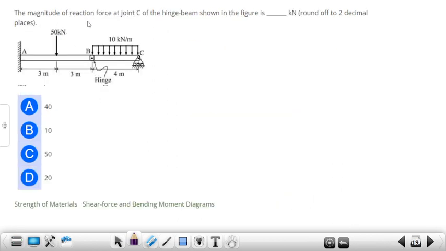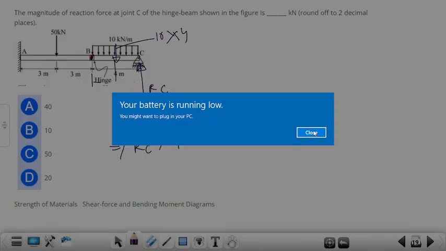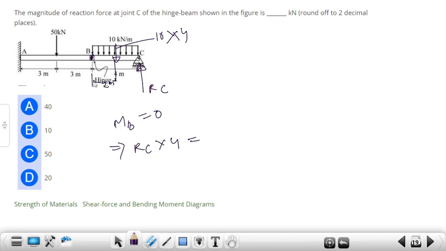Next question, the magnitude of reaction force at point C we have to find. This point RC is to be found in the hinge, in kilonewton. So this is the internal hinge. We know for an internal hinge the moment is equal to 0. So from the right side we have to take the moment. So RC into 4 is equal to the anti-clockwise moment, and the clockwise moment is from the uniform distributed load, which acts on the middle of the bar. The value is 10 into the length 4, and it acts at a distance of 2 meter from the internal hinge.